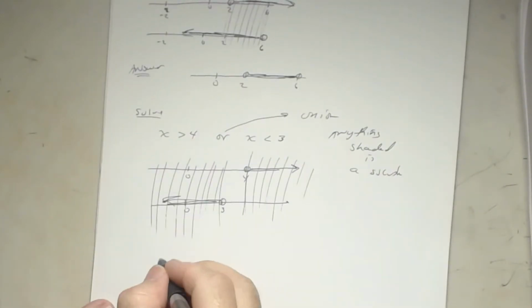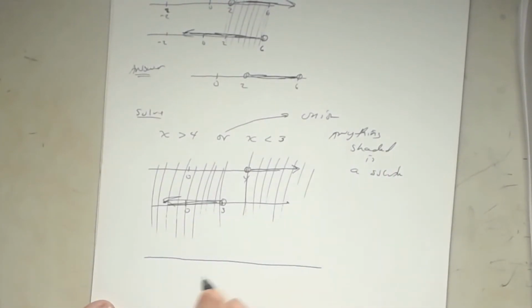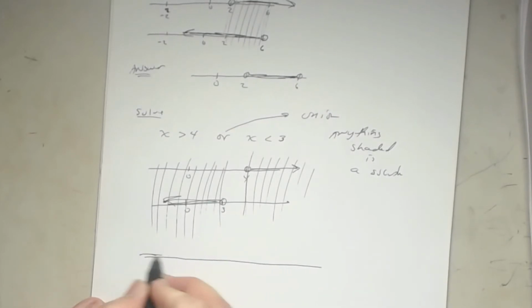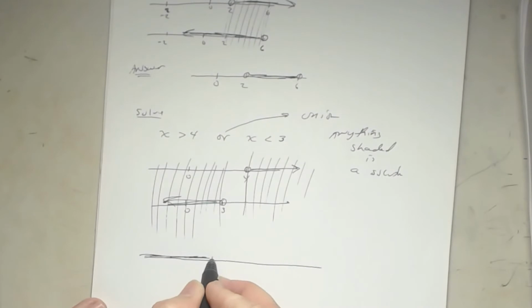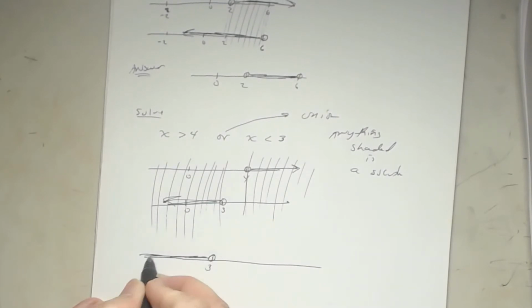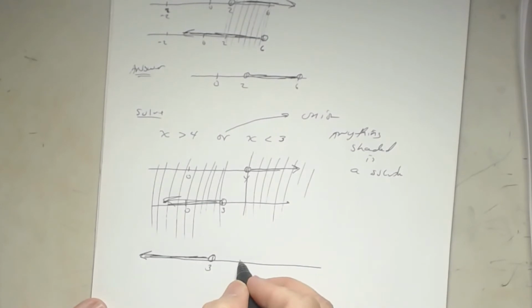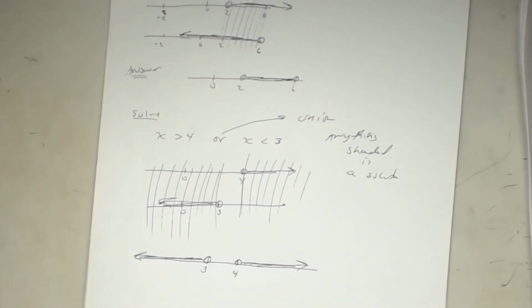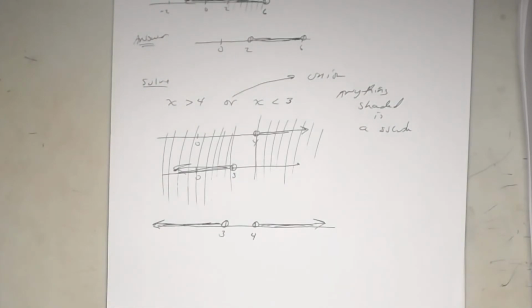So your graph, your final graph, you're going to say from negative infinity to what number? 3, with an open or closed circle. Open, don't forget the arrow right here. And then you're going to say from where? 4, open or closed, going which way? To the right. So there's your graph. Okay.